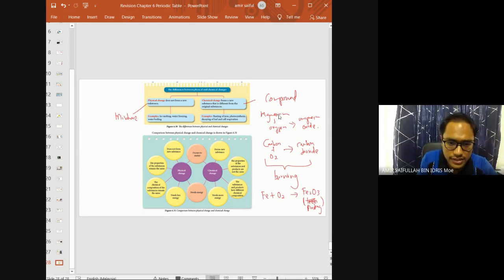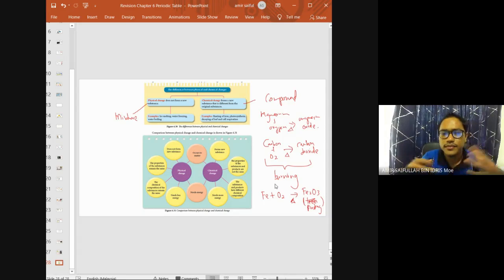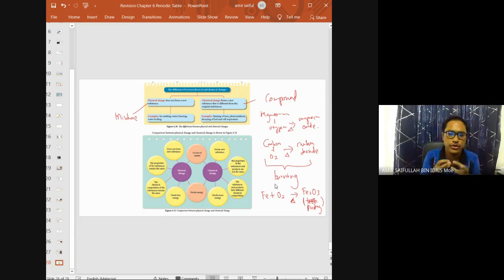Okay, you do this reaction, so it will form a new substance. The property of the substance and the products are not the same anymore. Okay, just now magnesium, magnesium element, but now it already forms a new compound. So the property of the substance and the product are not the same. The substance and product have different chemical composition, and it needs more energy. Usually you will burn them, you will heat them. Okay, it needs more energy in order to cause the reaction to happen. Okay, so far any question? That is all for chapter 6.